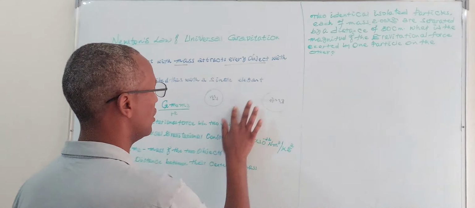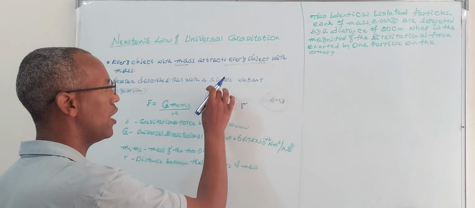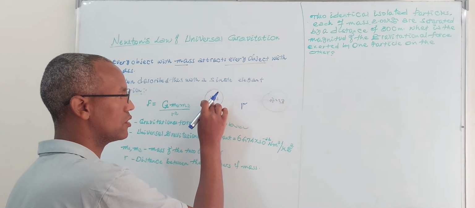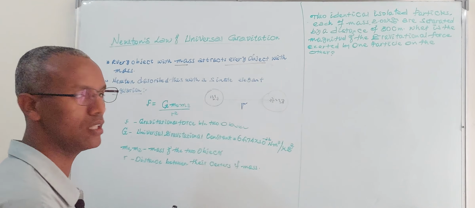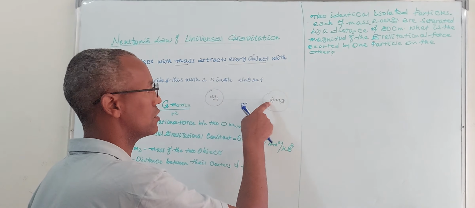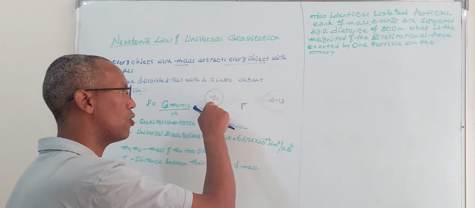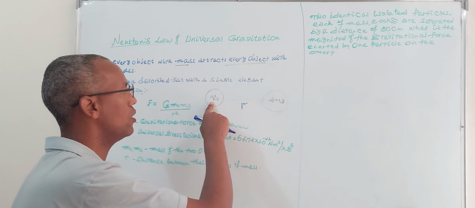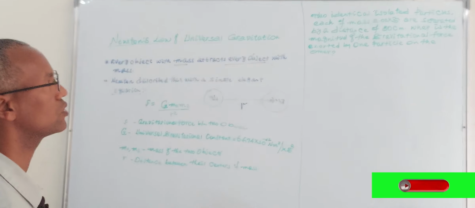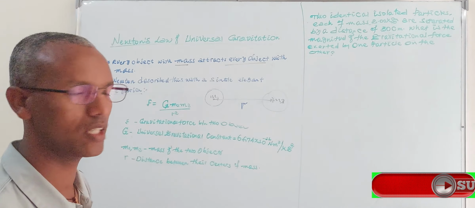So let's say this is r, and the objects, or masses, basically each is an object or a particle. Object one applies an attraction force on object two, and object two applies an attraction force on object m1. That is what we call Newton's law of universal gravitation.